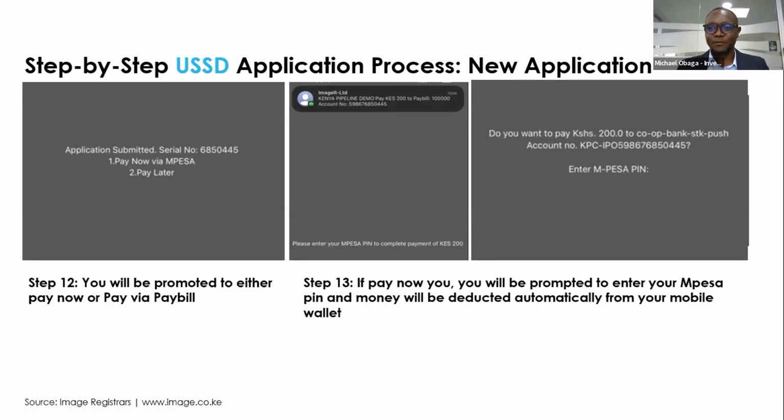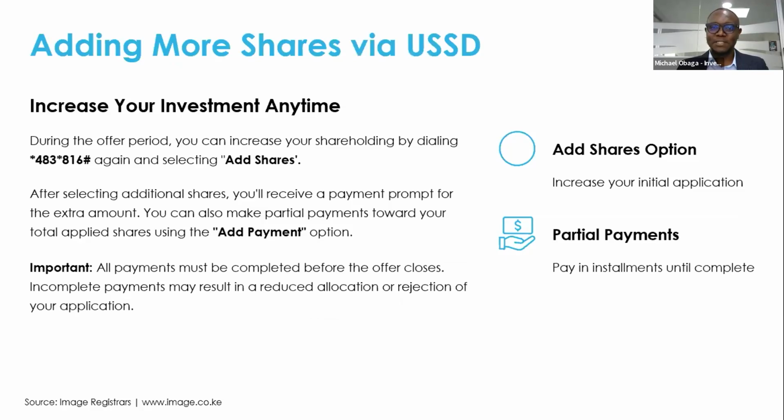Now the funds will be deducted from your M-Pesa upon you keying in your M-Pesa PIN, and then you'll receive a message from the registrars, that is Image Registrars, confirming that indeed you've successfully purchased shares in this IPO. So remember, you can top up more shares. Should you want to add, it's only a matter of dialing again *83 *816#, and then you go with the option of adding more shares, and then you proceed with the prompts that will come after that.